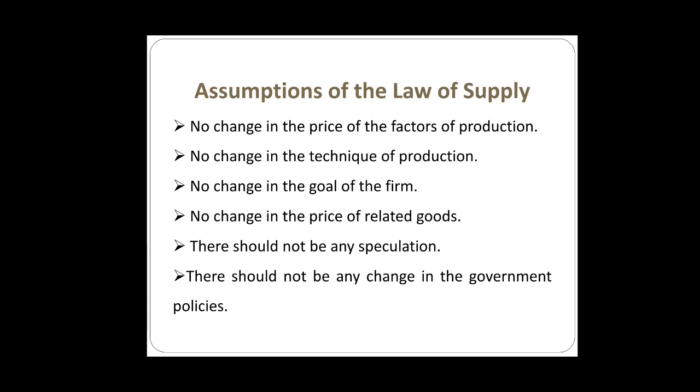Another assumption of the law is that there should be no change in the technique of production. This is essential for the cost of production to remain unchanged. If there is improvement in the technique of production, the cost of production will reduce, thus the seller would supply more even at falling prices. We also assume that the goal or objective of the firm should remain constant, only then the law of supply may hold true.